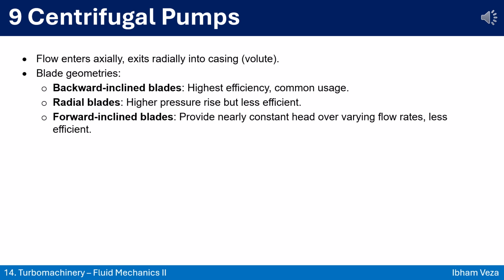9. Centrifugal pumps. Centrifugal pumps are the backbone of dynamic fluid systems. The fluid enters axially, flowing straight into the center of the rotating impeller. From there, it's accelerated outward by centrifugal force and exits radially into the pump casing, often shaped as a volute, to collect and direct the flow toward the discharge pipe. This radial movement of fluid is what gives the centrifugal pump its name.